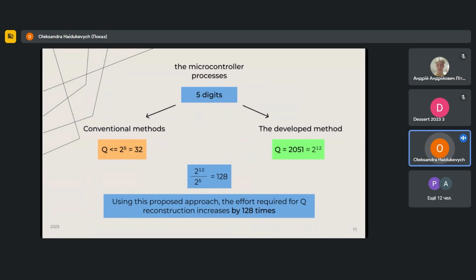In conventional methods, when processing 5 digits, the value of Q cannot exceed 32. However, with our method, the actual value of the Q component is 2051. This example vividly illustrates that the application of our developed method significantly expands the range of possible Q values by orders of magnitude. Notably, using this proposed approach, the effort required for Q reconstruction increases by 128 times, while the computational load on the microcontroller remains constant.